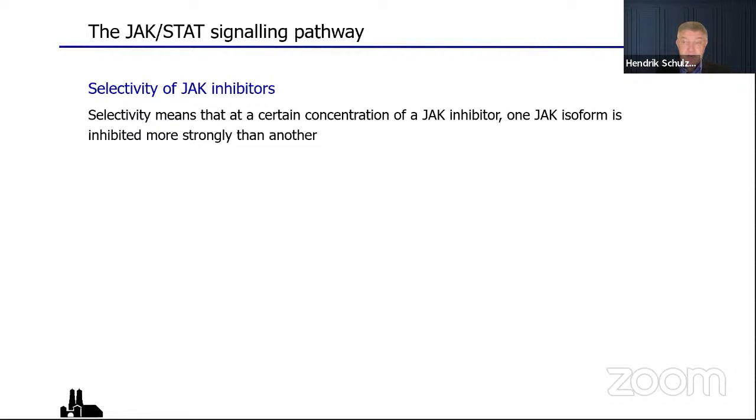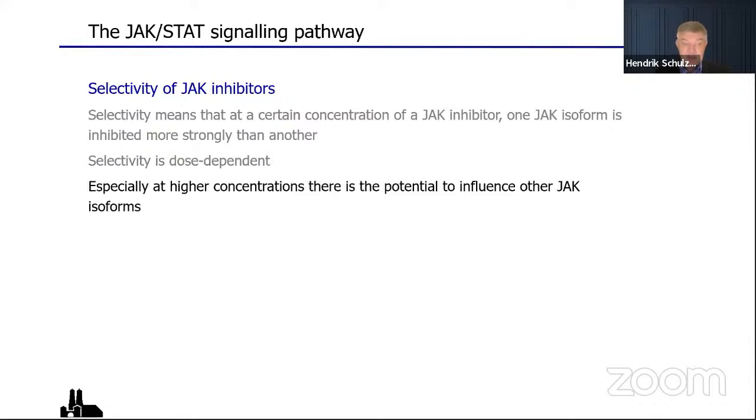one JAK isoform can inhibit one JAK isoform better than another. So if you increase the concentration, it may very well be that the JAK1 specific inhibitor will all of a sudden inhibit JAK2, JAK3, or even TYK2, simply because concentration is high. The selectivity, therefore, is dose dependent.